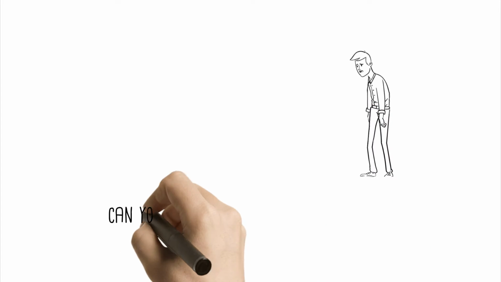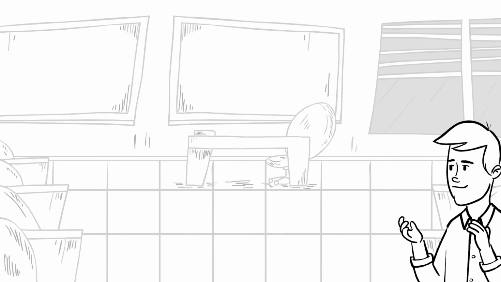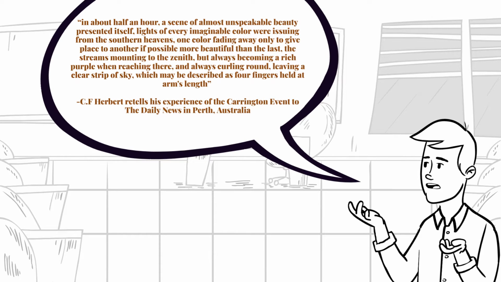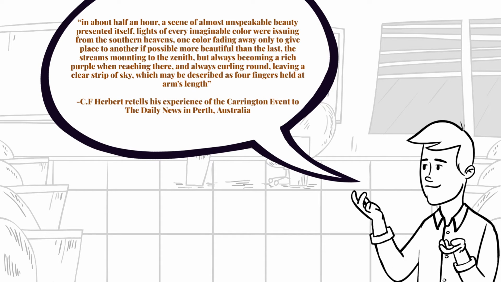Today's world is highly dependent on electronics. Can you imagine if all our electronics suddenly went dark? Here we can see a quote by C.F. Herbert as he retells his experience of the Carrington event to the Daily News in Perth, Australia. It was a geomagnetic storm that triggered forest fires and set telegraph lines ablaze in 1859.